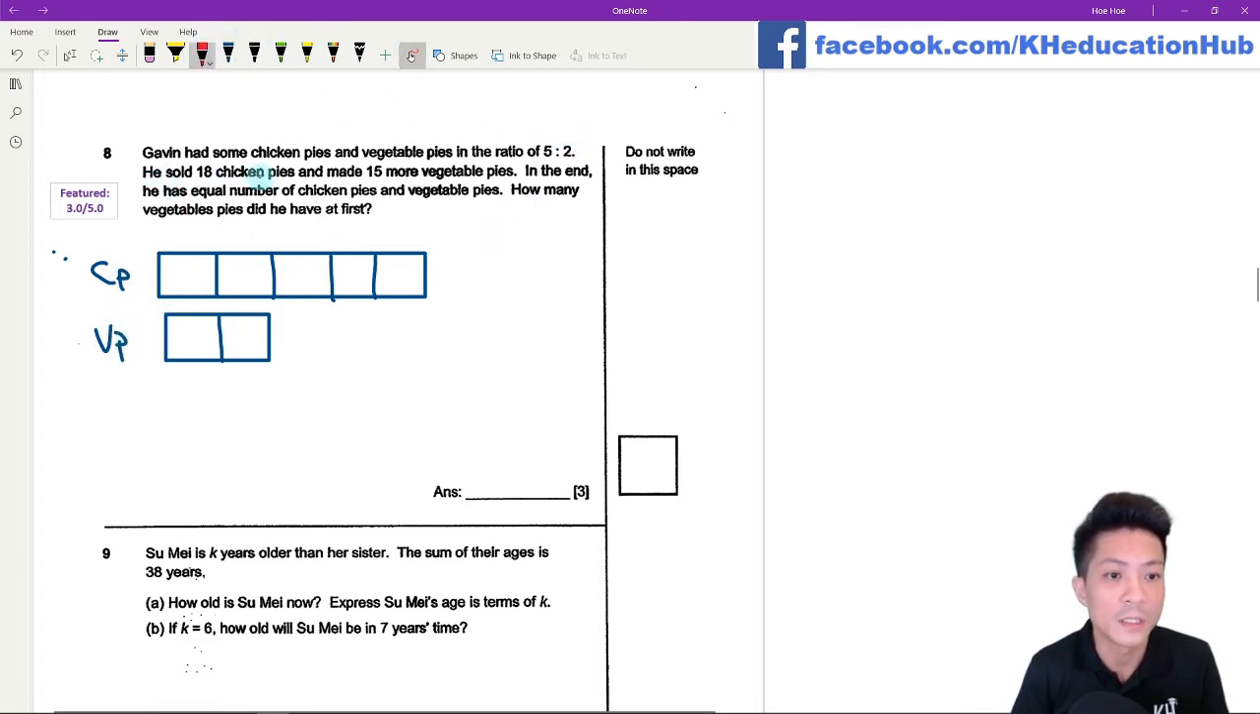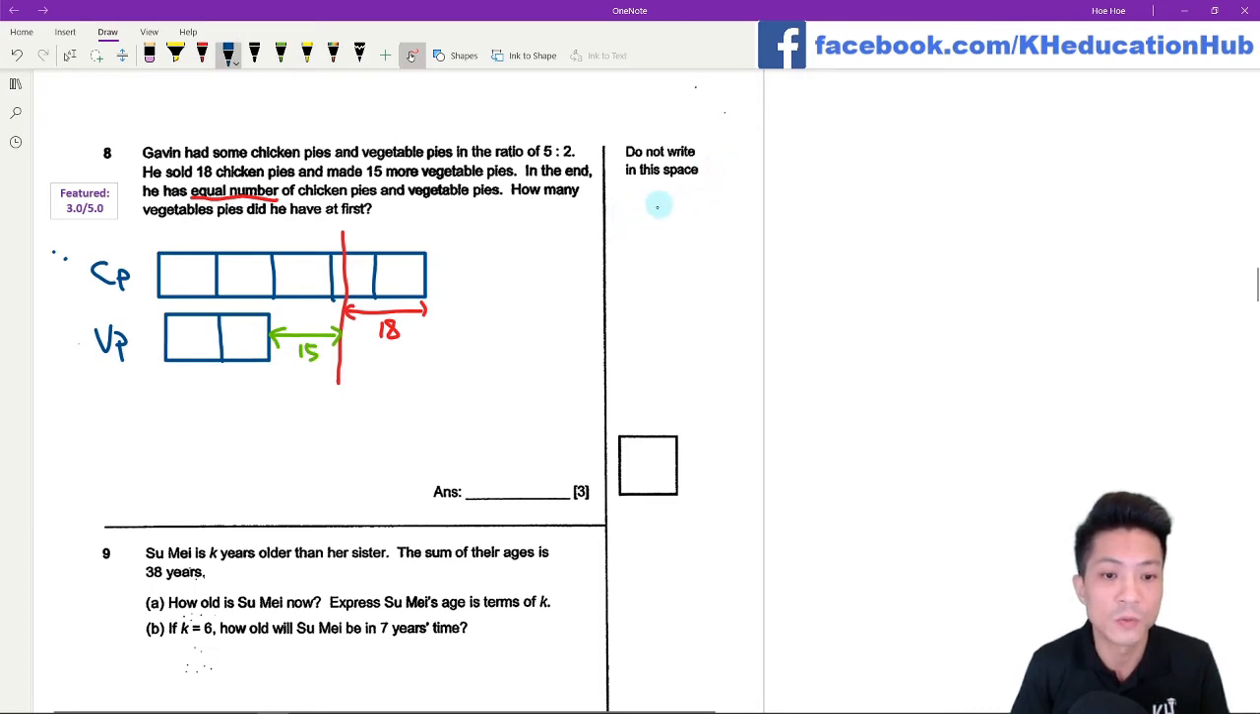Okay, he sold 18 chicken pies. That means we cut a certain line. In the end, he has an equal number of chicken pies and vegetable pies. So this equal number is very important, right? It basically tells us that if we cut somewhere here, and this is the 18 which was sold, right? And if this is the 15 that's made, we can see that 15 plus 18 will give us the units.